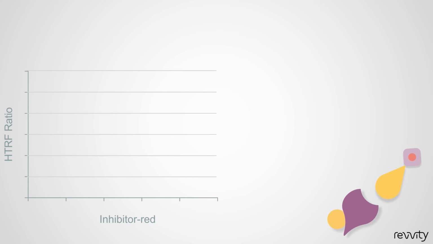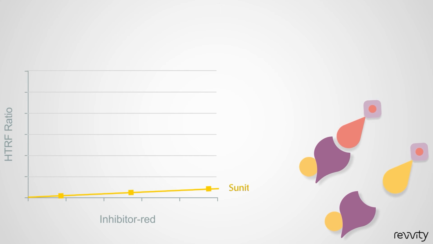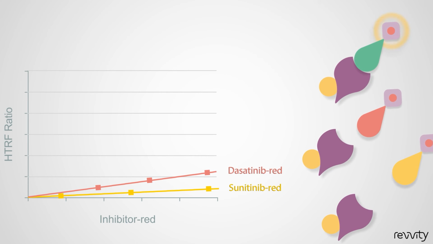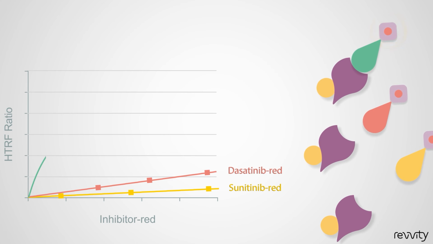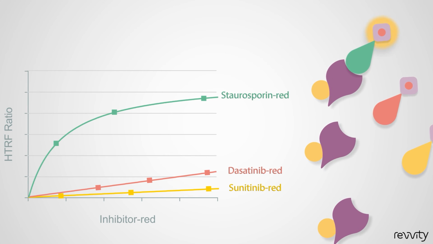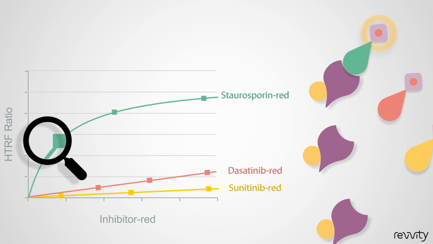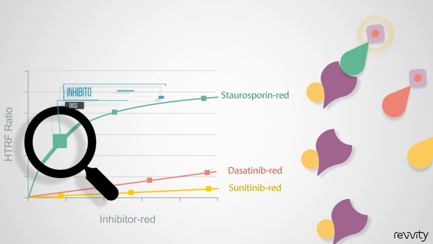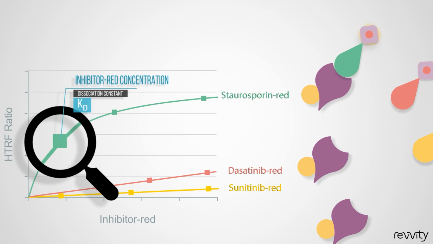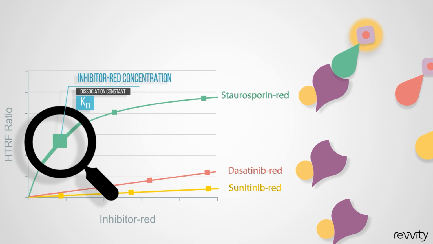In this example, the dasatinib red and sunitinib red have low affinity to the kinase, leading to a low TR-FRET signal. On the other hand, the TR-FRET signal for staurosporine red is strong, which means binding between the tracer and the kinase is strong. You can therefore precisely determine your dissociation constant, or KD, of the staurosporine red to the tagged kinase.